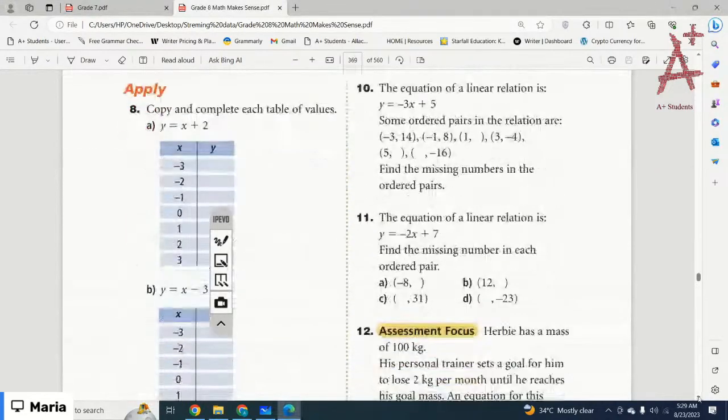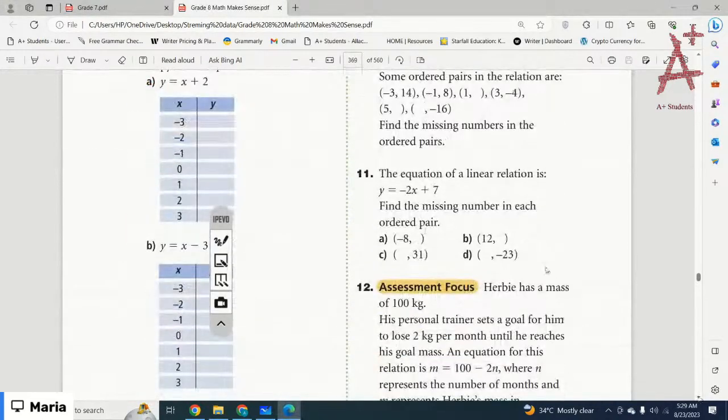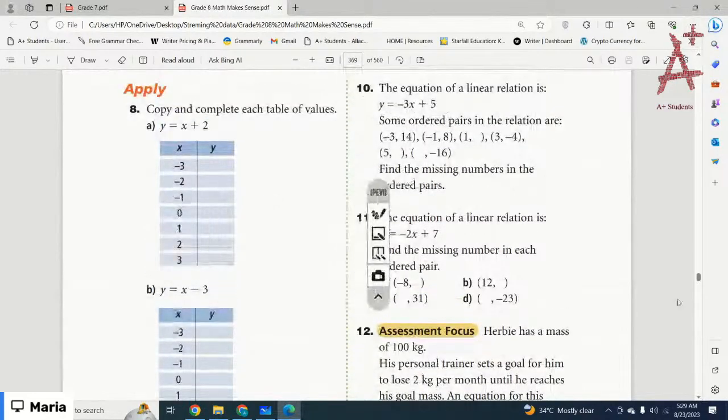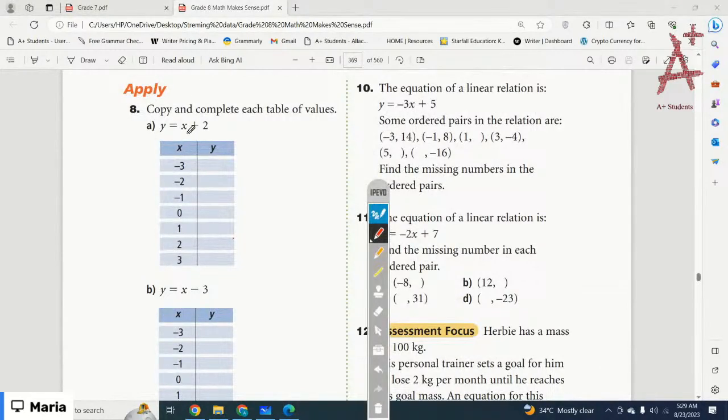Okay, let's start with the next question. Copy and complete the table. So you have to do the same thing. Just put different values of x and calculate the different values of y. Negative 3 plus 2, negative 1, right? Negative 2 plus 2, 2 minus 2, 0. Negative 1 plus 2, 2 minus 1 is 1. 0 plus 2, 2. 1 plus 2, 3. 2 plus 2, 4. 3 plus 2, 5.